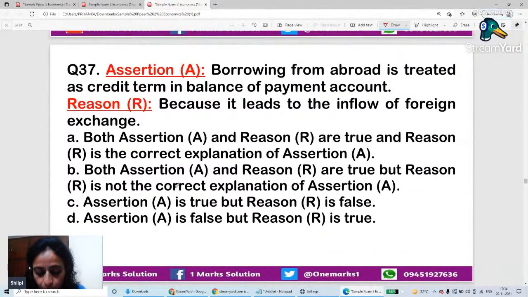Yes, borrowing is creating a liability for our economy, right? And reason says because it leads to the inflow of foreign exchange. Because borrowing is coming, the cash, the foreign exchange is coming into the economy. So it is inflow of the foreign exchange. So both the statements are true and reason is the correct explanation of assertion. So we will go for option A.